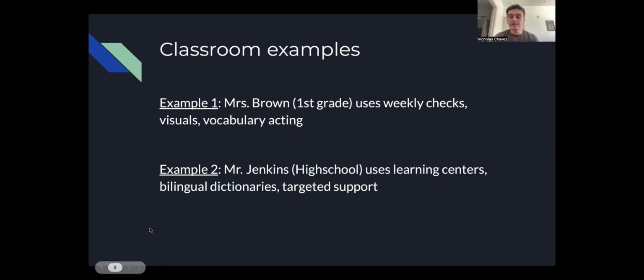Here are a couple of classroom examples. The first example could be Mrs. Brown, a first grade teacher, who uses running records, visuals, and acts out vocabulary to support her English learning students. A second example could be Mr. Jenkins, a high school teacher who sets up learning centers and a bilingual dictionary to help students build English skills while keeping up with content classes. Both teachers document strategies and progress consistently, which helps the students move forward.